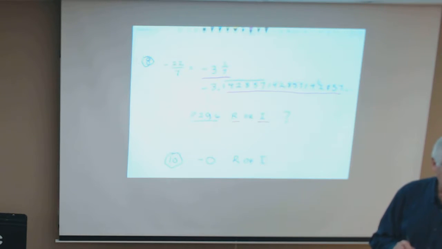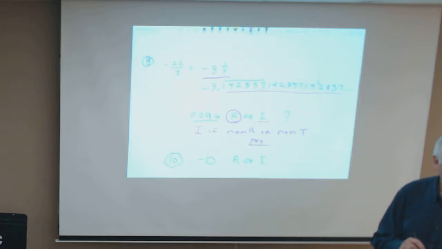Page 296. What does page 296 say? It's irrational if what? Non-repeating or non-terminating. Does this one terminate? No, because of the 3 dots. Does it repeat? Yes. So if it repeats, then what does that make it?